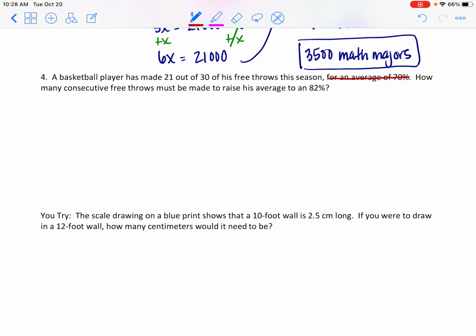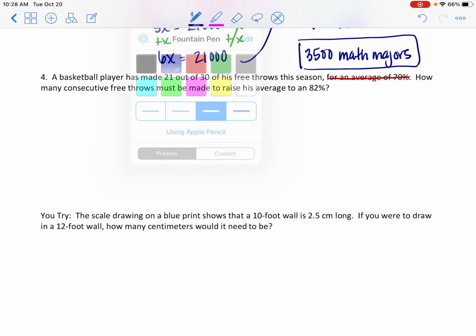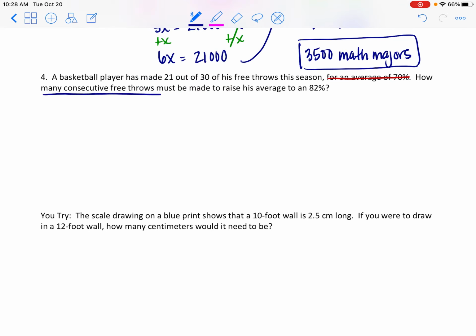Then it says, how many consecutive free throws must be made to raise his average to an 82%? So how many consecutive free throws are we going to make? Must be made. That is our variable here. Let's call that x. And he's trying to raise his average to an 82%. So the 21 out of 30, hopefully it's clear that's going to be the first fraction there. The 21 out of 30 is how many free throws he has made out of how many free throws he has attempted. So let's go with the makes versus the attempts. Again, I'd like to put the words out here first so I can try to organize.